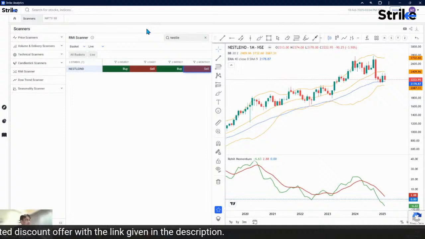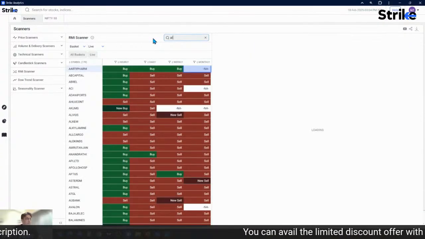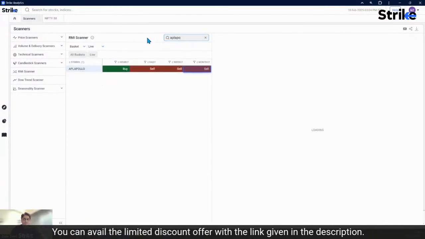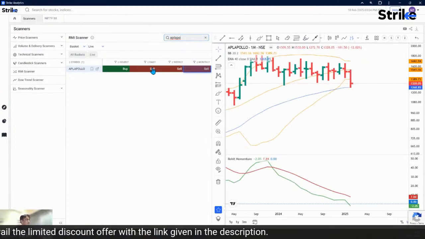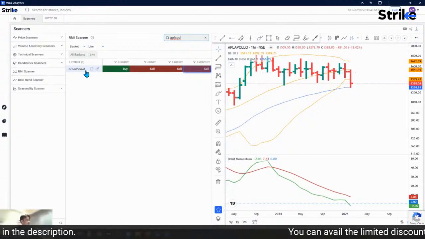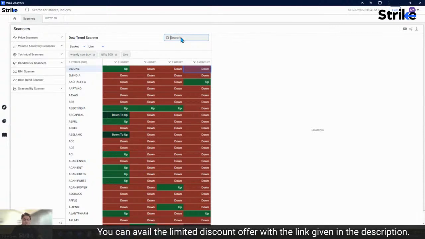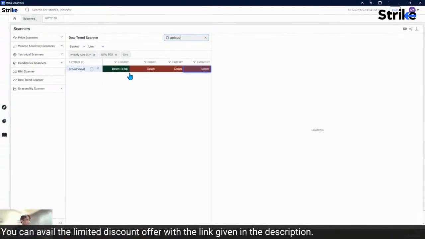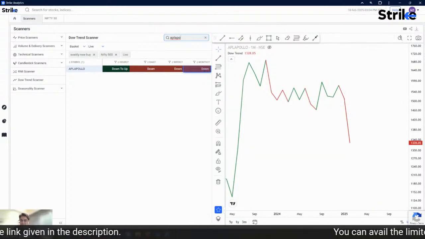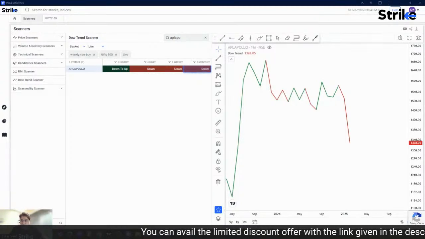All right. Similarly, you can also look at APL Apollo. On the daily, weekly, and monthly, the momentum of APL Apollo is in a sell mode, and in the Dow Trend Scanner, the trend is also down. So very clearly it is seen over here. Yes, Rajdeep Sharma ji, I hope it is understood.